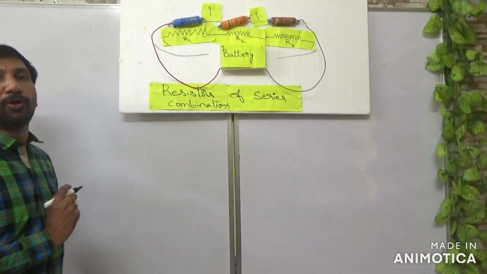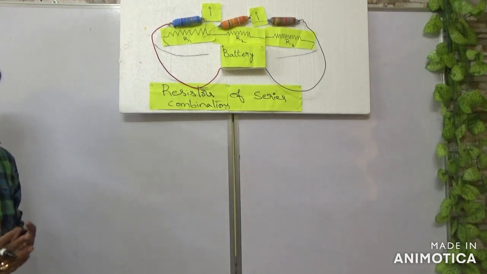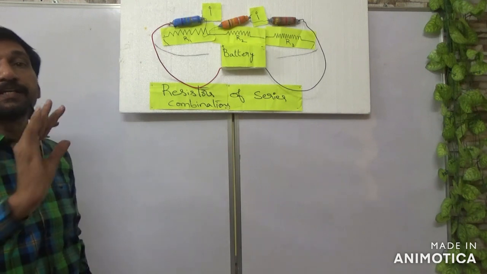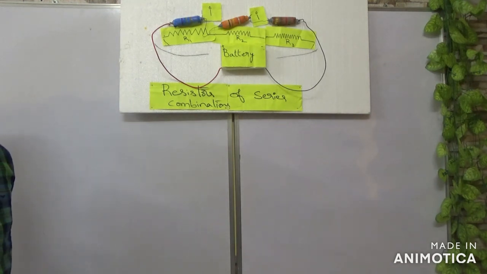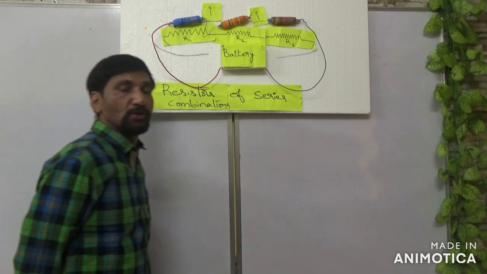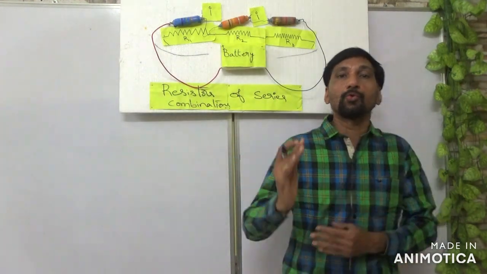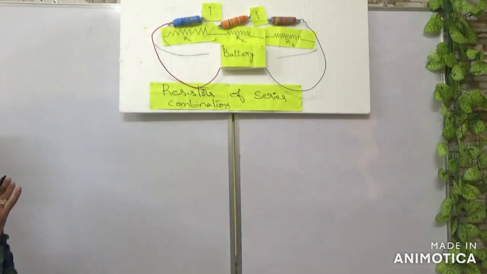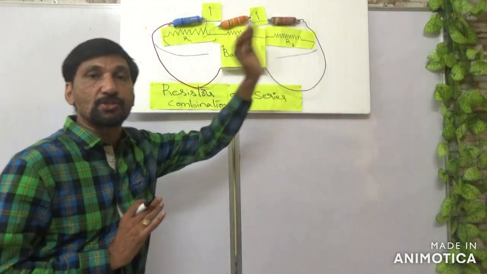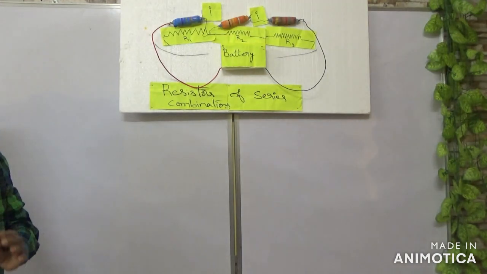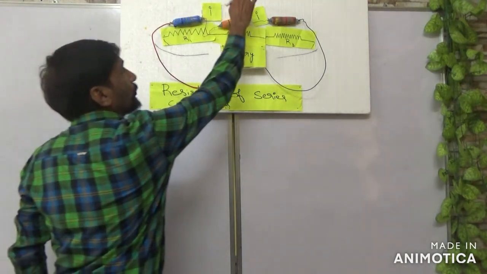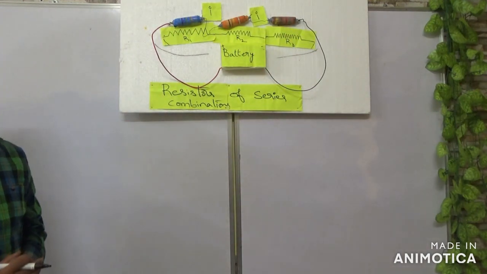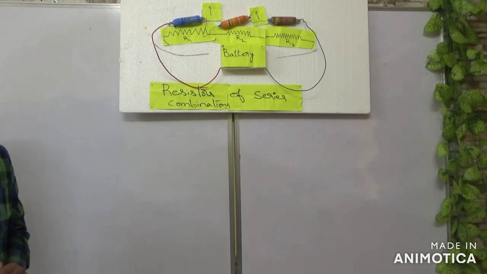Now we are going to know about the effective resistance of resistors when they are joined in series combination. Series means, remember, current through each resistor remains the same. Whenever a number of resistors are connected in such a way that current through each one remains the same, then they are said to be connected in series combination.